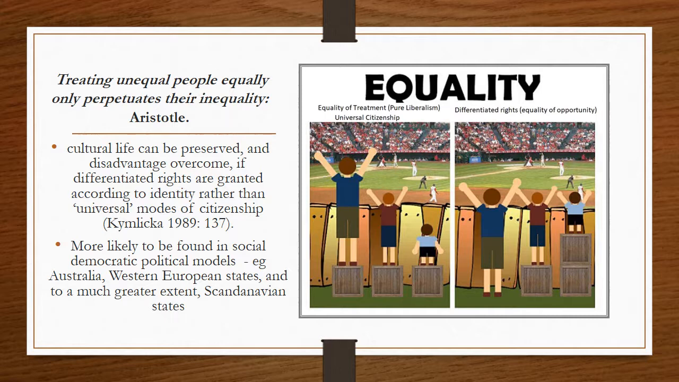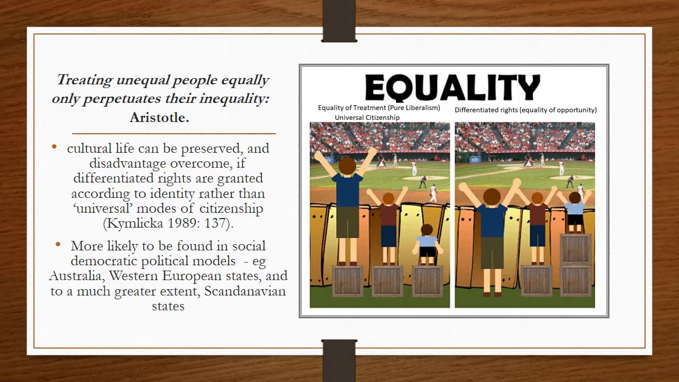The second concept, the one that is in friction to the first, is the equality of opportunity, where all citizens should have equal opportunity to seek happiness and pursue the good life, and this might require positive discrimination to assist people who may have been disadvantaged by the state. Here, rights may be accorded so that the nature of individual rights may vary depending on the particular cultural community to which they belong. So we call those differentiated rights. According to this view, cultural life can be preserved and disadvantage overcome if differentiated rights are granted according to identity rather than universal models of citizenship.